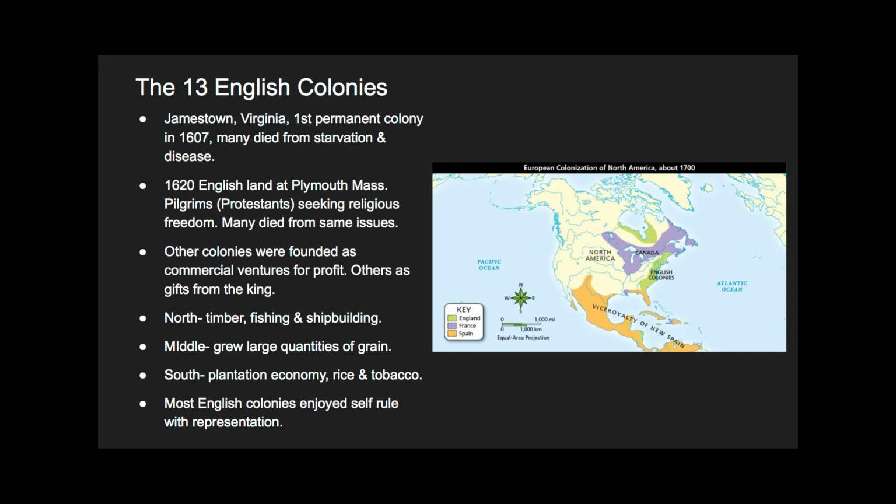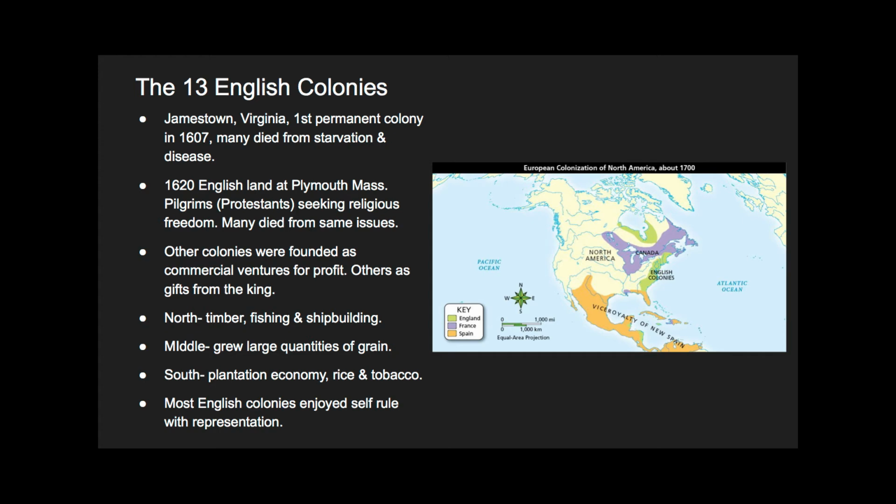Now, the map that you see pictured here is from the European colonization of North America, about 1700. You'll see North America pictured, with Central America there as well, and you can see the Viceroyalty of New Spain in the orange, going through Central America and into Florida and in the Caribbean as well.